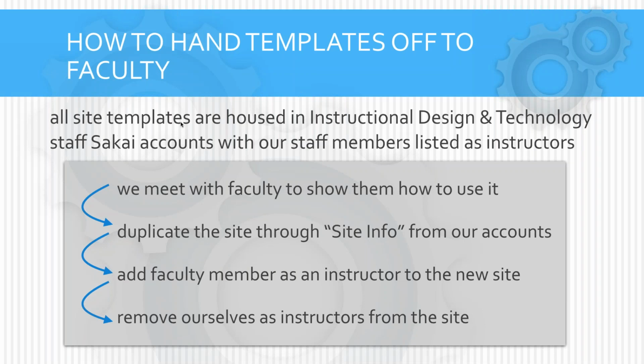So once we have a faculty member that we want to meet with, who's developing an online or a hybrid course and needs assistance, we meet with the faculty and we show them the template. If they're interested in it, then we show them how to use it. And then through site info, we duplicate the template from our accounts. We add the faculty member as an instructor to the new site, and then we remove ourselves as instructors from the site. So that's kind of our handoff process. I know a lot of people use the import tool over site duplication, but we really rely on the site duplication method to hand off these things to the faculty.